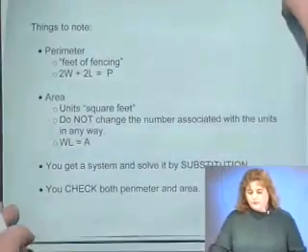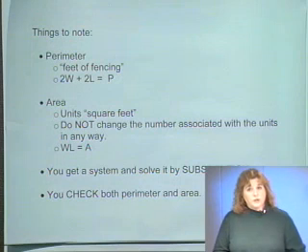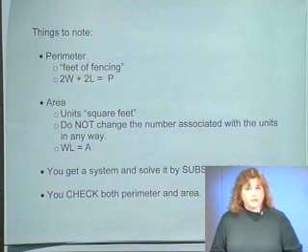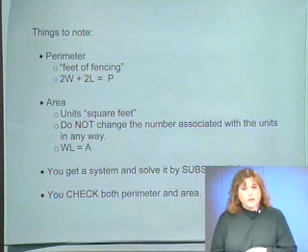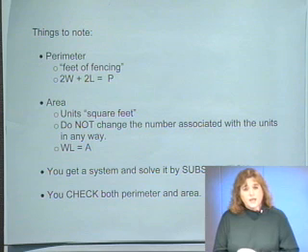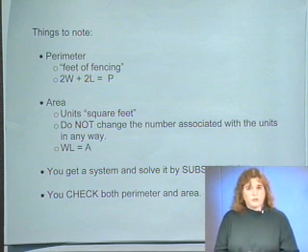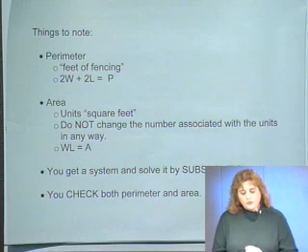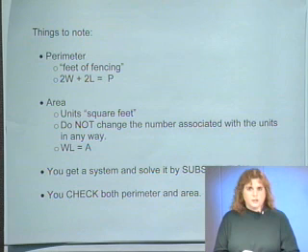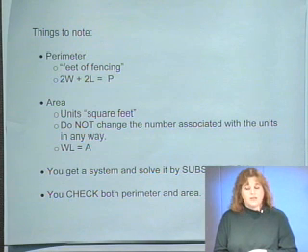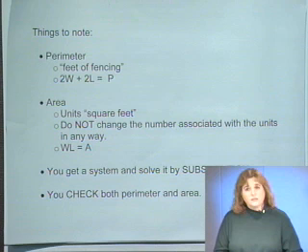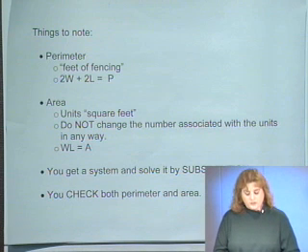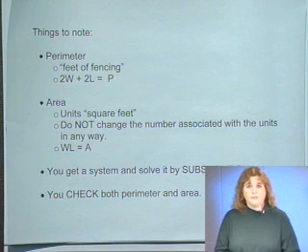Some things to note. The hot tip to figure out what the perimeter is, is the phrase feet of fencing. And we need to remember that the equation for perimeter is 2w plus 2l equals perimeter. Area is going to have the units square feet, or square meters, square inches, whatever the dimensions are. You do not change the number associated with the units. And width times length is equal to the area. You are going to get a system and solve it by substitution, and you need to make sure that you check both the perimeter and the area.